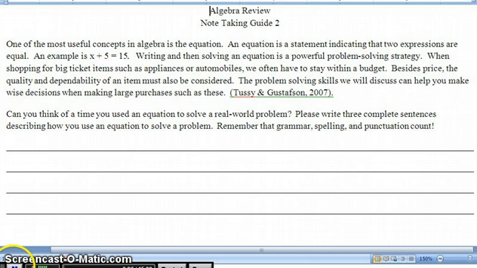And as usual, the note-taking guides are going to start with a short paragraph followed by a couple questions that you need to answer. So if you have not already done so, please pause the video now, read the paragraph, and answer the questions in the lines below with 3 complete sentences, remembering that grammar, spelling, and punctuation do count. Start the video back up when you're ready.